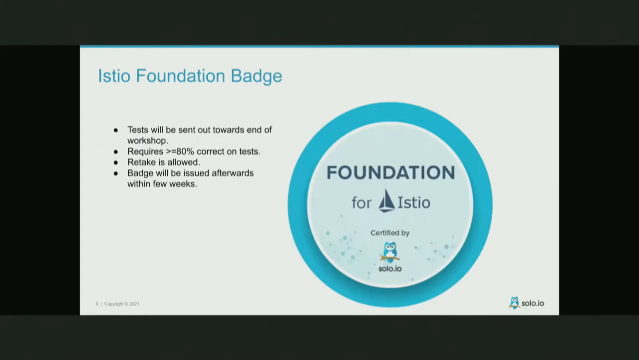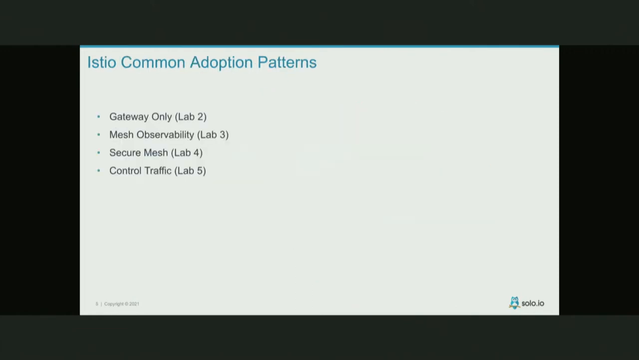Today, I'm excited to talk to you about the Istio Foundation Badge. This is a badge we've been handing out to many of our students who have gone through the Istio Get Started workshop, and the test will be sent out towards the end of the workshop. We do require 80% to pass the test. So if you've gone through the workshop today and you like it, you can try the test, and if you pass, we will send you a badge like this one. It's an electronic badge, and you will get it in a few weeks.